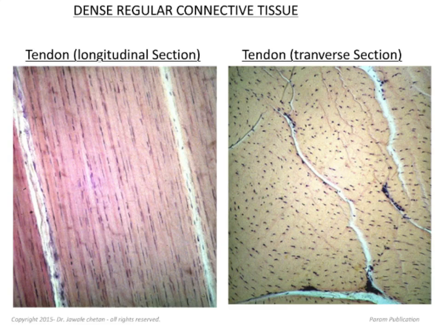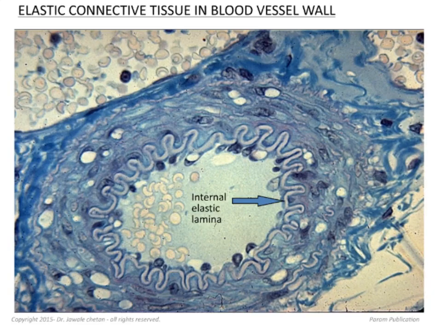Another type is yellow elastic fibrous connective tissue. In the matrix of this tissue, yellow elastin fibers are found. These occur in highly elastic and mobile structures like ligaments. Here in this section of elastic connective tissue in a blood vessel wall, you can see the presence of the internal elastic lamina. The characteristic of the internal elastic lamina is that it expands when required. It maintains the elasticity and strength of blood vessels.